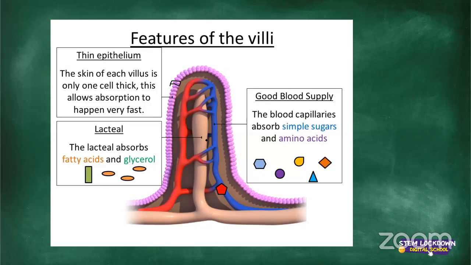And then the lacteal, which is the structure here, absorbs fatty acids and glycerol. And then we have a good blood supply. The blood capillaries absorb simple sugars and amino acids. Okay. And remember that this lacteal goes to your lymphatic system, and that blue vein there goes to your hepatic portal system, which I said we will deal with next week.